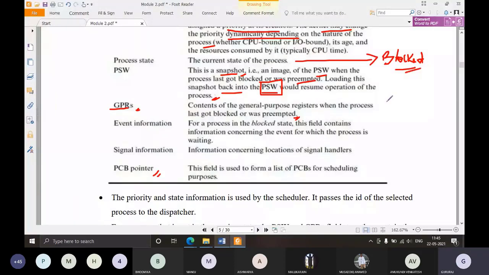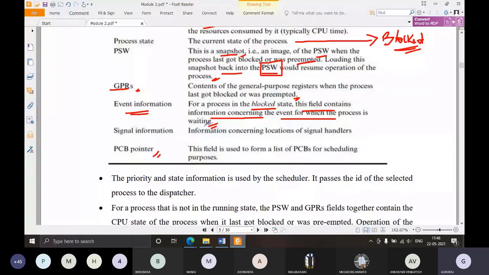Whenever it enters the blocked state, in this event information field the OS will note down what the process is waiting for. Why is the process blocked? For which event? So for a process in the blocked state, this field contains information concerning the event for which the process is waiting. Whether it is waiting for a key press or for an input from a light sensor or a temperature sensor, like that. That is what event information is.